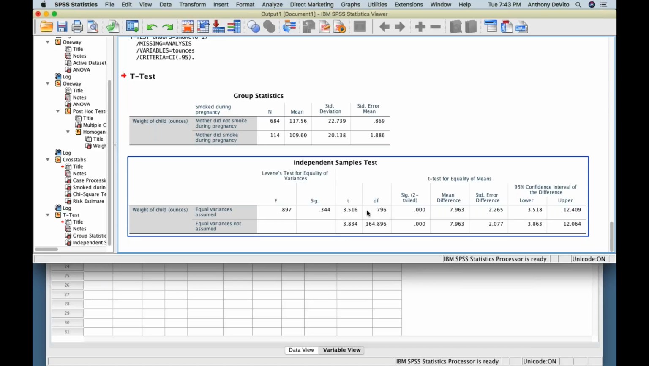What was my null hypothesis? That the mean birth weight for mothers who smoked is the same as the mean birth weight for mothers who didn't smoke. The alternative hypothesis is that they're not the same. They're different. And if I look at the mean weights, for mothers who did not smoke, it's 117 ounces. For mothers who did smoke, it was 109. And that's apparently enough for us, with very low chance of being wrong, to reject the null hypothesis.